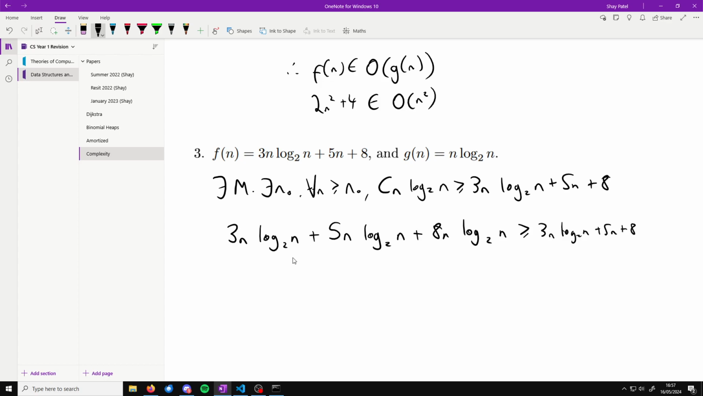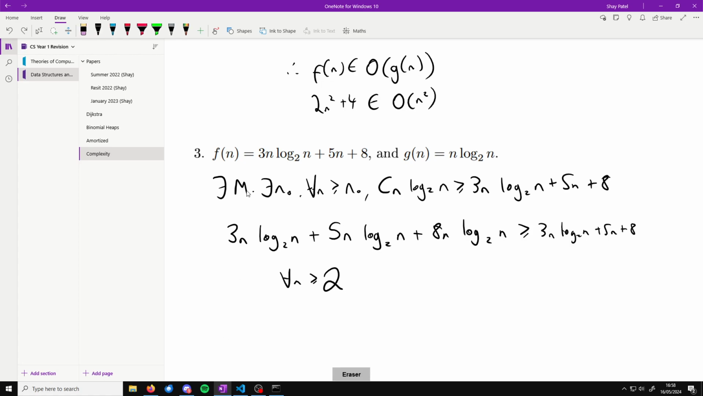But one thing to note is we can't just say for all n greater than or equal to 1 here, because log base 2 of 1 is 0. That would make all of this 0 and all of this positive, which means this inequality wouldn't hold. So we have to consider what number n has to be at least for log base 2 of n to be greater than or equal to 1. If we do log base 2 of 2, that is equal to 1. So this only holds for all values of n greater than or equal to 2. So that's what our n0 value would be in this case.